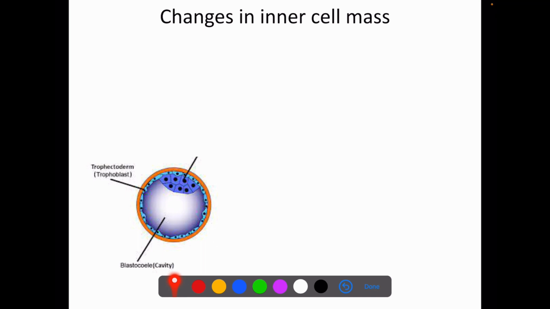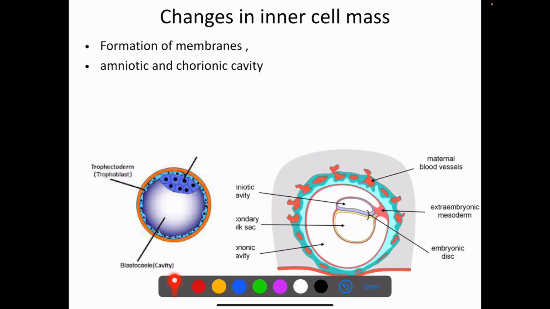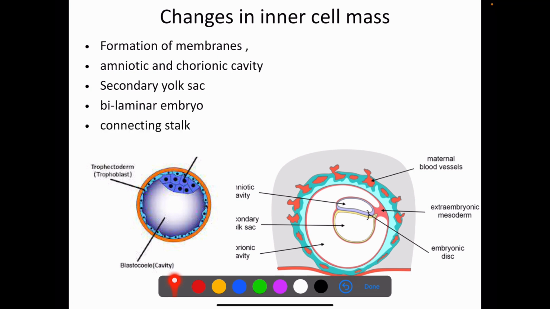The changes in the cell mass, this we have already studied. As the development of this placenta continues, at the same time the changes they are occurring in the cells of the inner cell mass in the form of formation of membranes, formation of amniotic and chorionic cavity, secondary yolk sac, bilamellar embryo. As the development proceeds in the third week of development, trilamellar embryo, connecting stalk. So these all changes they are occurring in the cells of the inner cell mass. Today we will focus mainly on the changes which are occurring in the trophoblast.